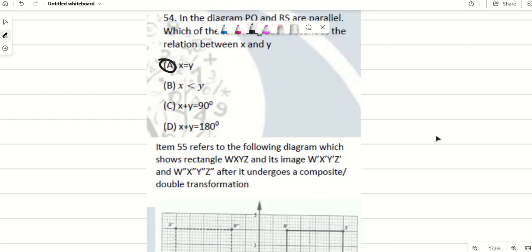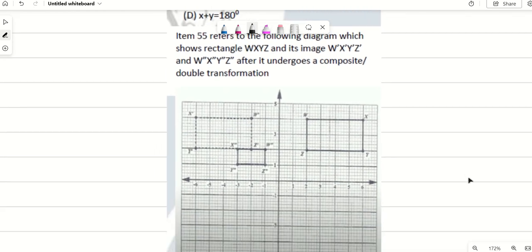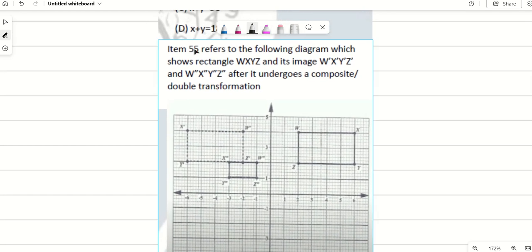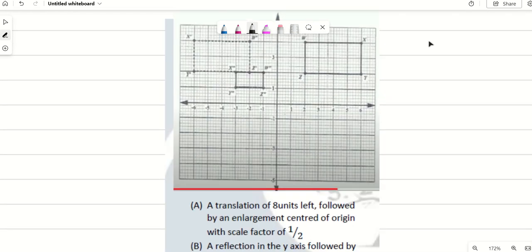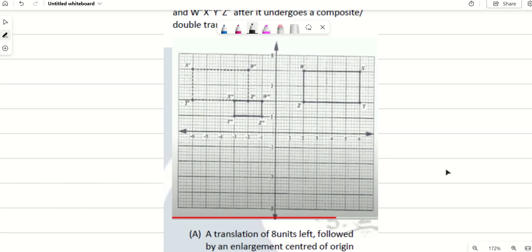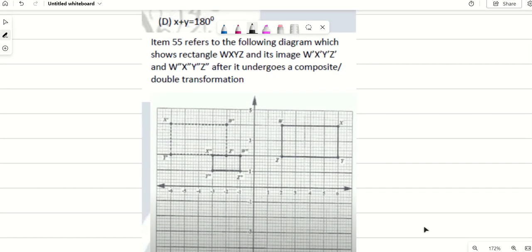No, that's correct. Let's look at number 55. 55 is a transformation question. Item 55 refers to the following diagram, which shows WXYZ and its images WXYZ prime 1 and WXYZ prime 2, after it undergoes a composite, double transformation. So they want us to describe this best.